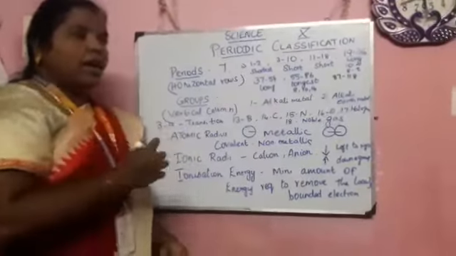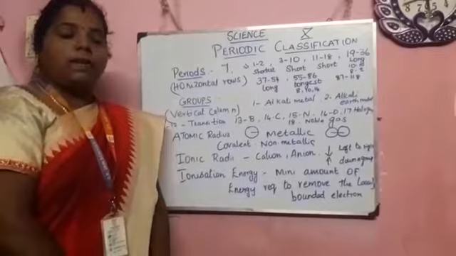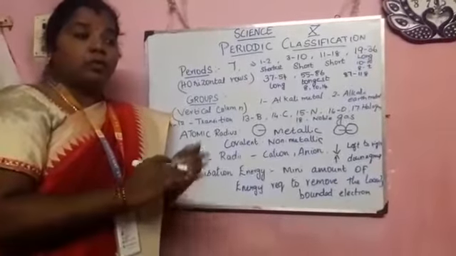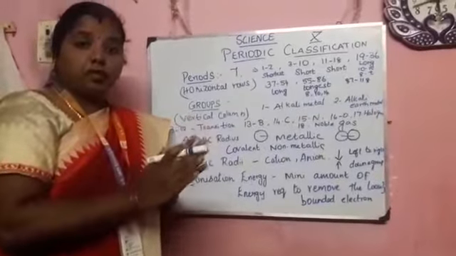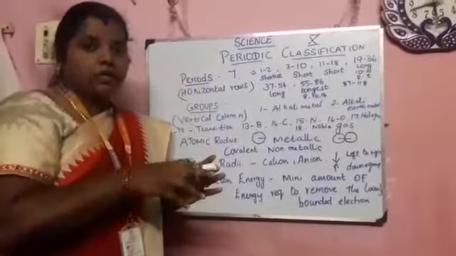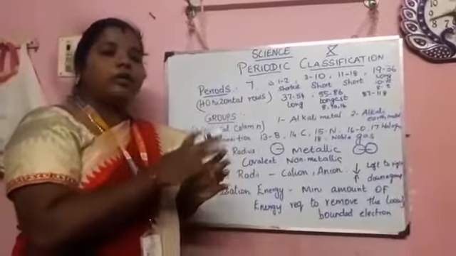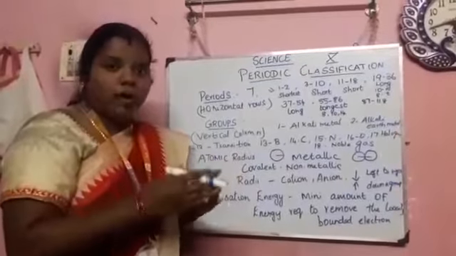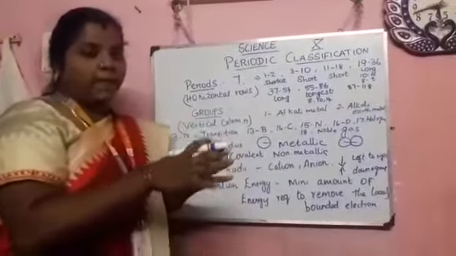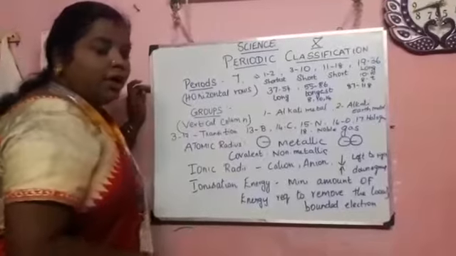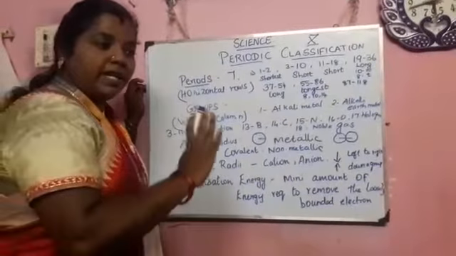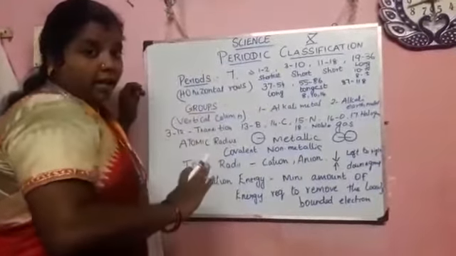If you have seen a fruit shop, the fruits are arranged according to size and according to color. In the same way, in the periodic classification, the elements are arranged according to the properties of the individual elements. Let's see, the periodic classification is divided into periods and groups.